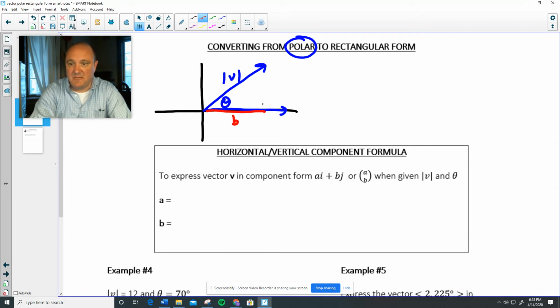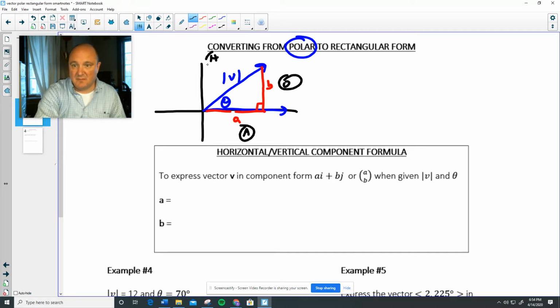We want to know what this red section is in our vector. That's going to be B. We want to know what this vertical length is. Oops, I'm sorry, I reversed that. This is going to be A because it's in our x direction, and this is going to be B because it's in our y direction. Okay, how do we figure this out? Well, again, we're going back to basic trigonometry. With this reference angle, this is opposite, this is adjacent, this is hypotenuse.